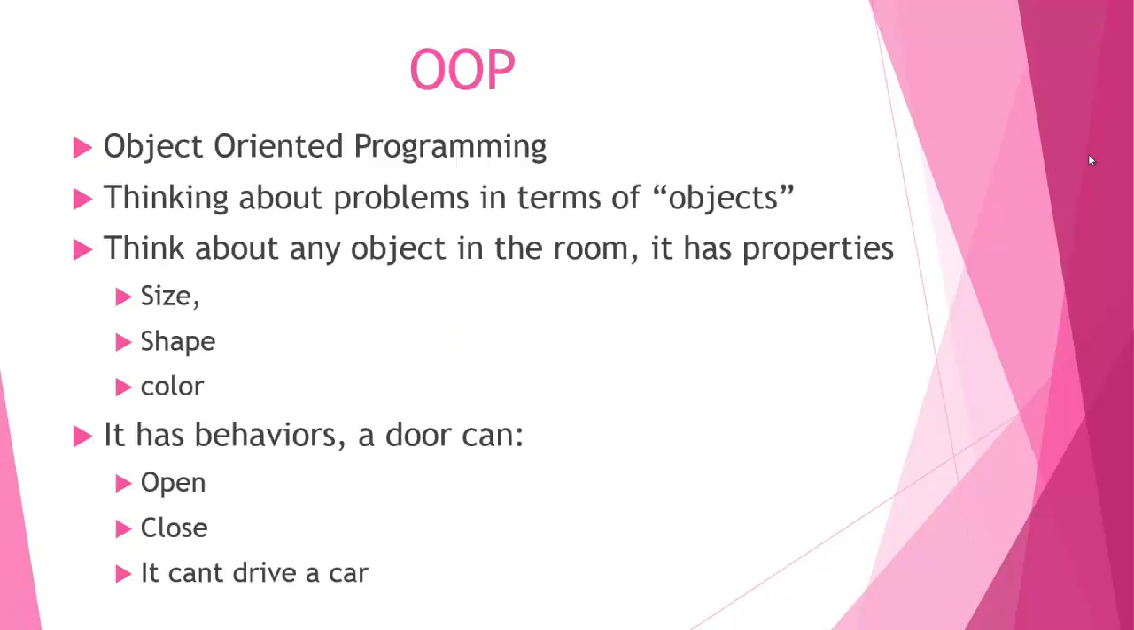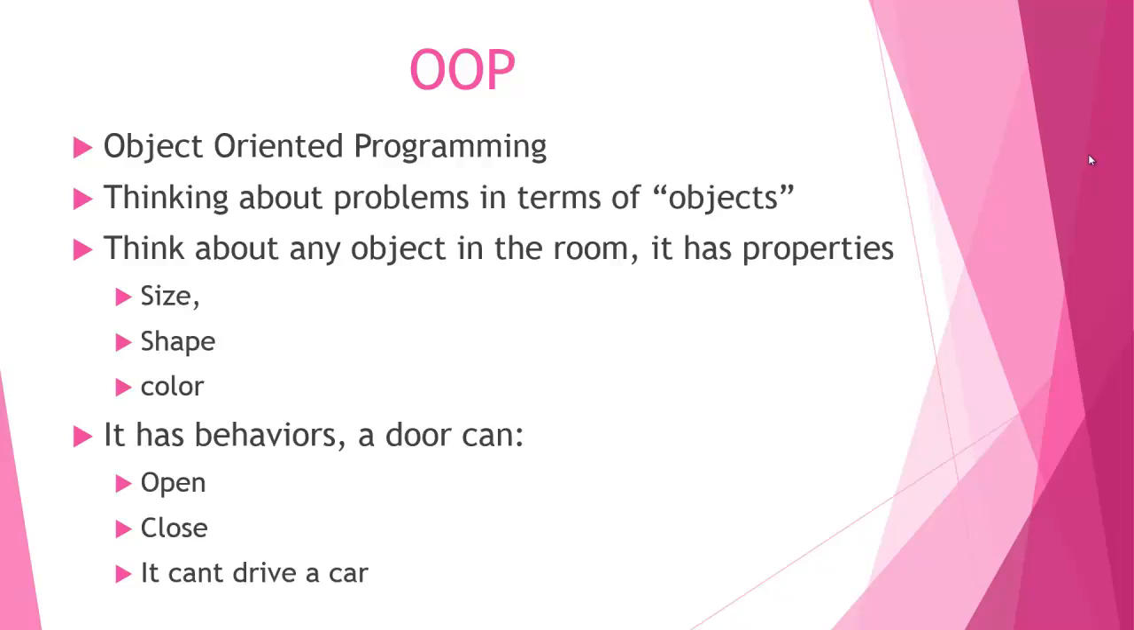So at this point, let's talk about object-oriented programming. If you've never heard that term before, it just means we're thinking about problems in terms of objects, which means an object has properties. It has size, shape, color. There are things about it. They also have behaviors, like a door can open and a door can close. But there are some things that it can't behave like, so it can't drive a car. So when we say object-oriented programming, it just means we're breaking everything down into its smallest object, and then we're coding that object.